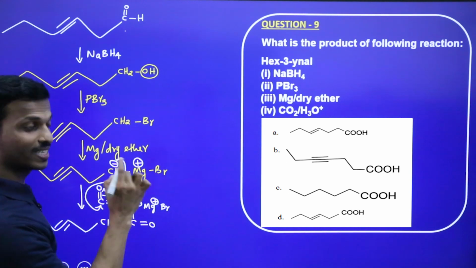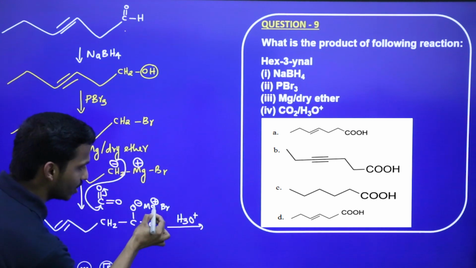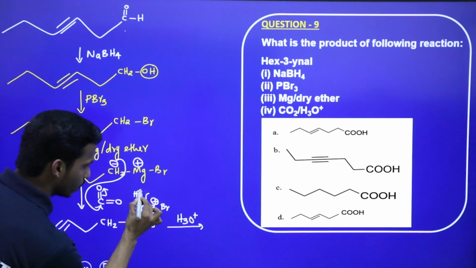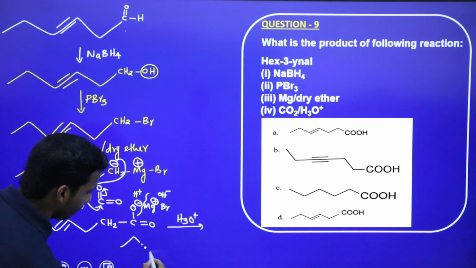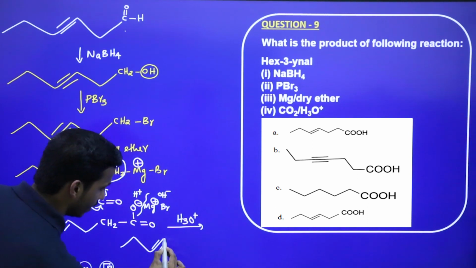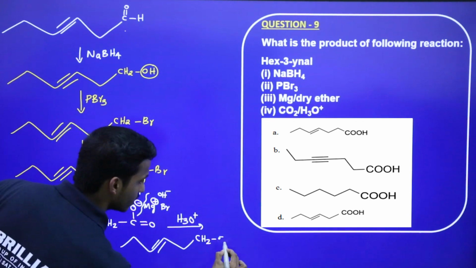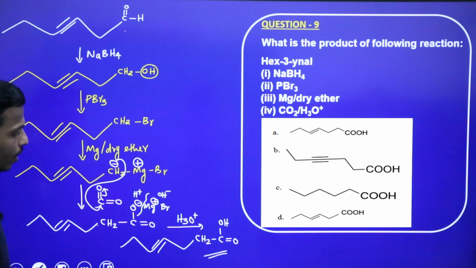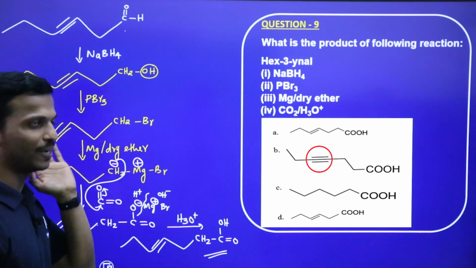After that, acid hydrolysis means you are treating with H3O plus. When the Grignard reagent part is treated with H3O plus, what will happen? To this one, H plus will attack, and here OH minus will attack. So what product are you getting? Here, nothing happened to the triple bond, okay? And here CH2, and here you have C double bond O, and here you have OH. So this is your compound. In this question, it is very easy to understand because the only compound which retains the triple bond is in option B, right?